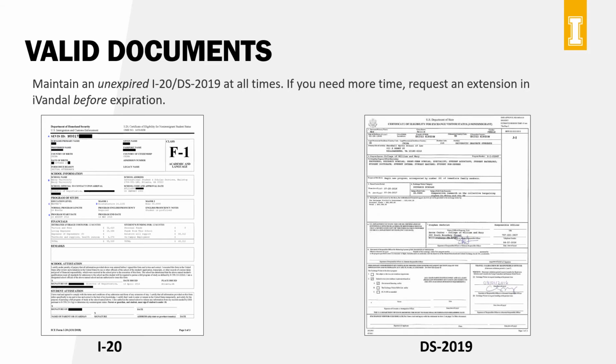Please also make sure that your name is spelled correctly and the program of study information is up to date. If any of the information on this document changes at any time, for instance, if you change your major or your education level, the I-20 and the DS 2019 must reflect that change.